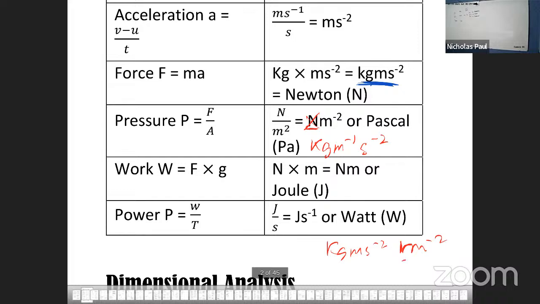And I simplify the m's: 1 plus minus 2 is minus 1. Everybody okay with that? So the base SI unit of pressure is kg m minus 1 s minus 2.